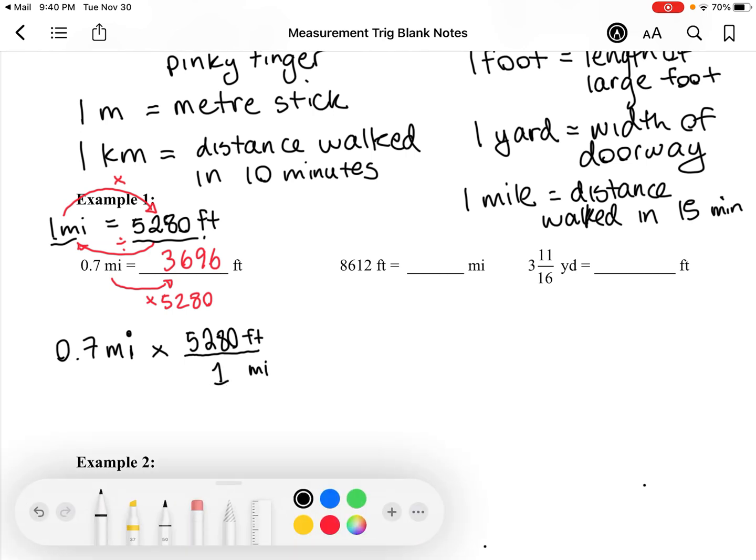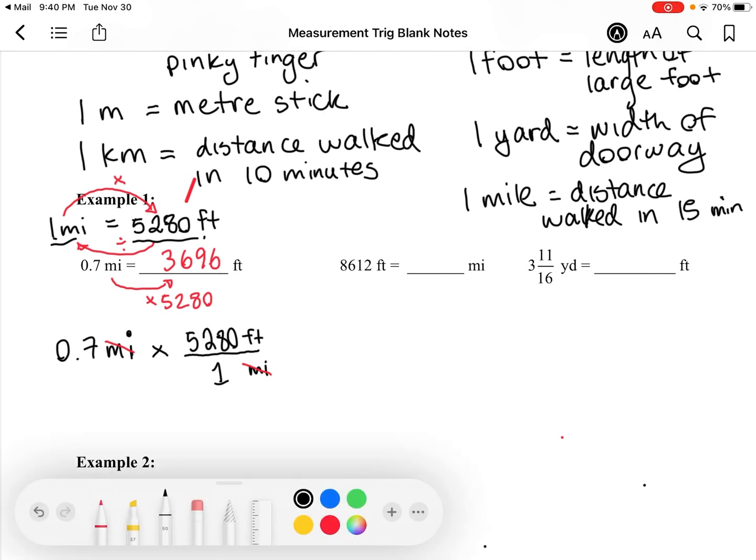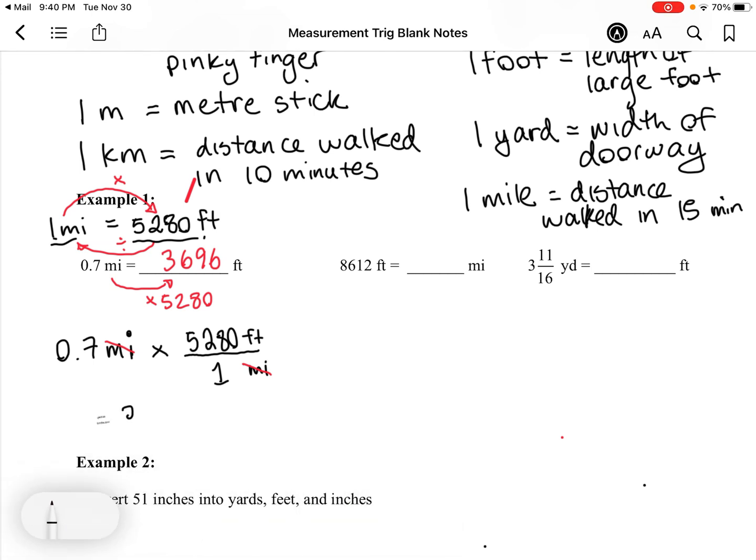The reason this is kind of cool is that you have miles over miles, and the units cancel. And that's why it's called unit analysis. So what you're left with to calculate is 0.7 times 5,280 feet divided by 1, which is 3,696 feet. And that's exactly what we got there.